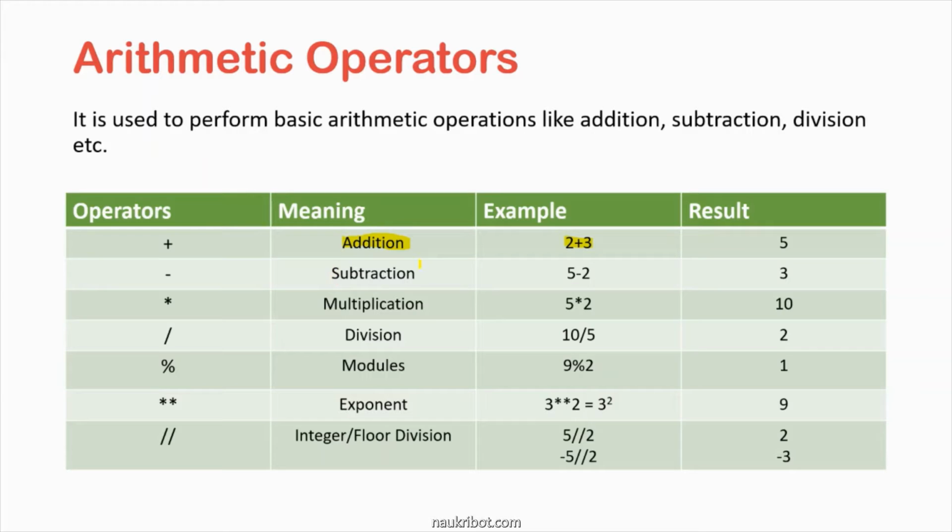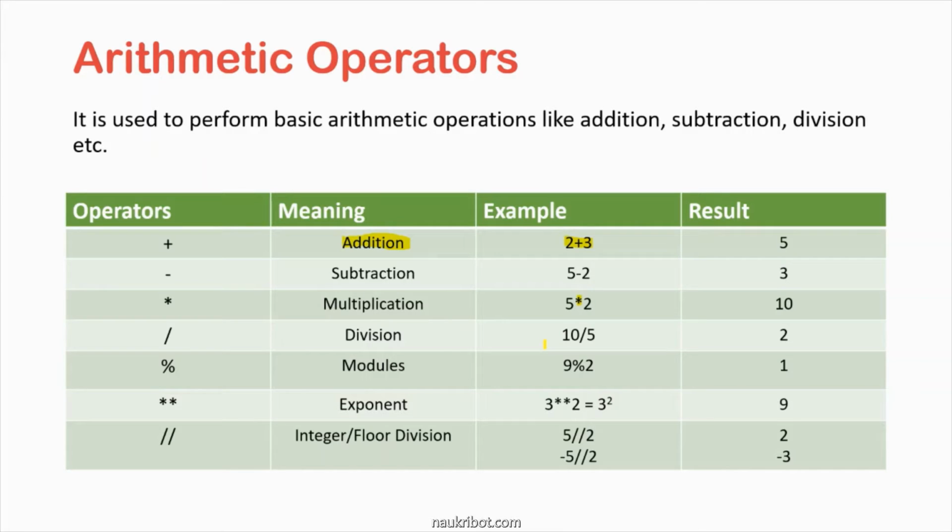In subtraction, again, 5 minus 2 is equal to 3, and minus is the operator. In multiplication, the multiplication sign is the operator and we get the result 10. In division, if you perform the division operation between two numbers like 10 and 5, what will happen? Whatever quotient you get will be the result of the division.